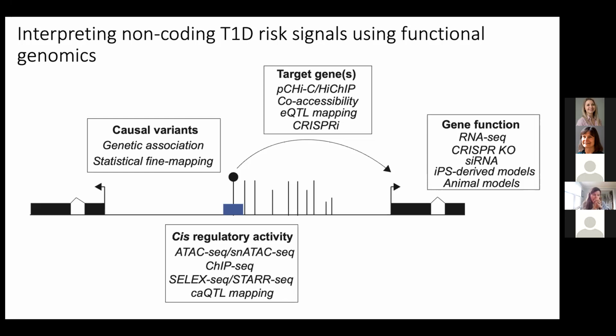And then once you're able to link variants over to genes, then determining what the function of these genes is, what's their expression across different cell types and tissues, what's their molecular function in these cell types, and then developing more sophisticated models to understand their contribution to disease. So that's the general framework that we think about, and I think many groups use, in terms of trying to interpret many of the risk signals for type 1 and other disease.